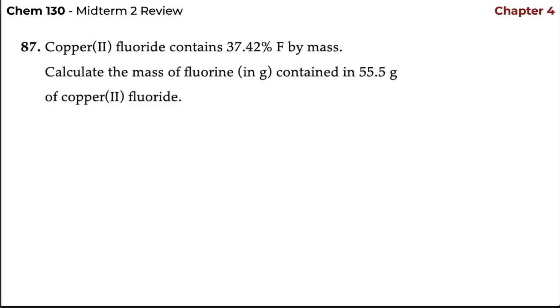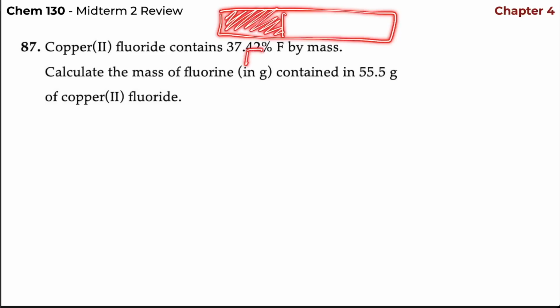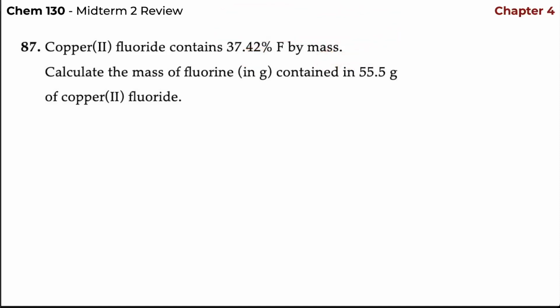But once you get it, you get it. So let me just try to explain the best I can. What it's saying is this element contains this much fluorine by mass. So if this is copper fluoride, then 37% of that would be F, and then the rest would be copper. Actually, sorry, the rest would be copper, and 37.42% of it is fluorine.